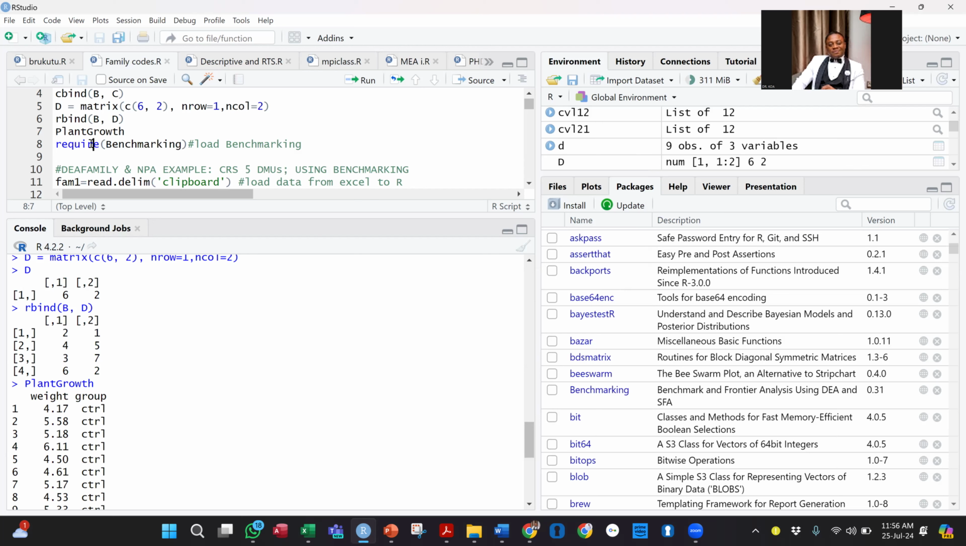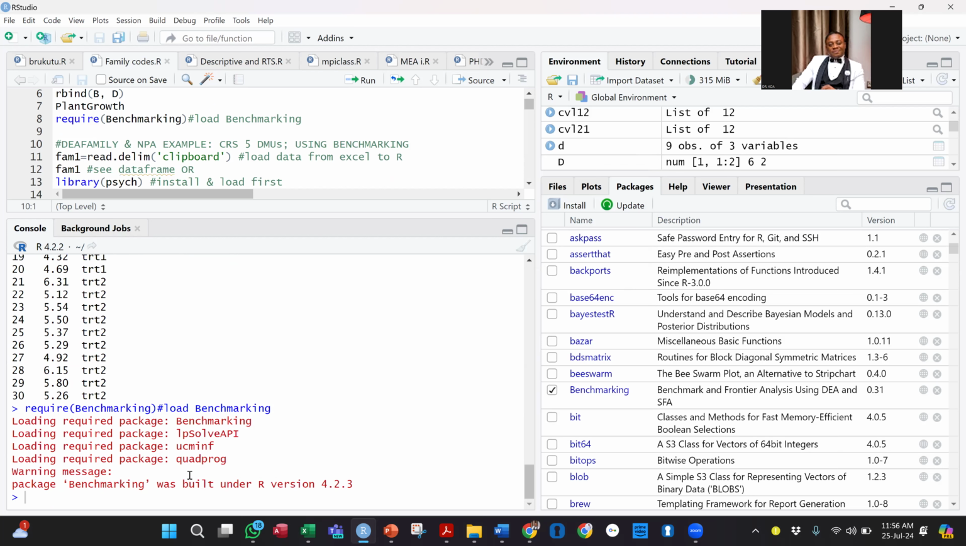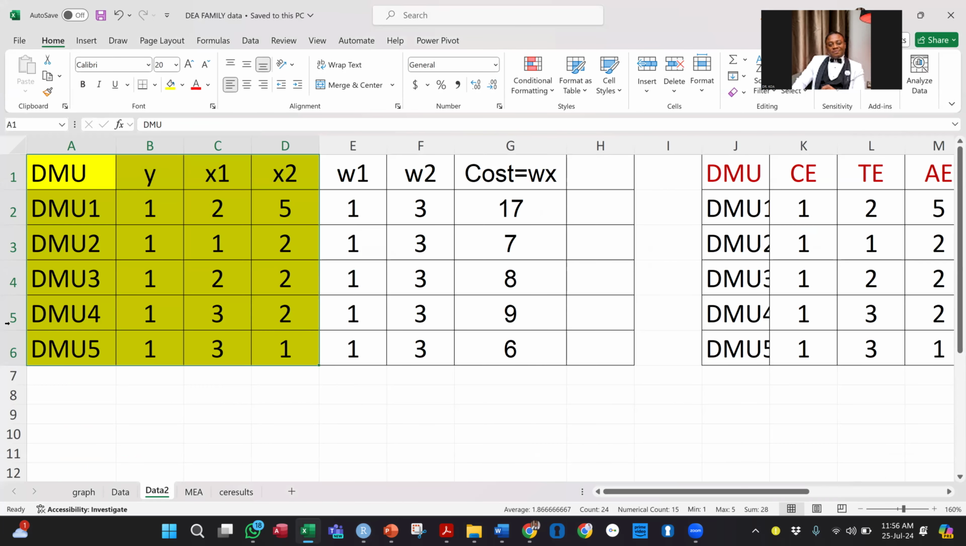Once you have done that, by the way, it will show down there in the console, which means that it has been loaded. Now we are ready to start our analysis. To start our analysis, go back and copy the data set. So this is a data set. Copy the one I have highlighted in yellow.